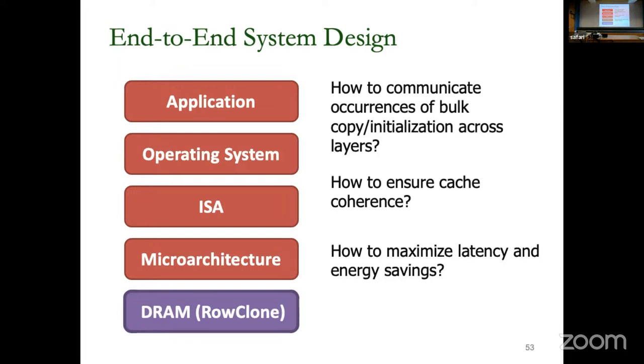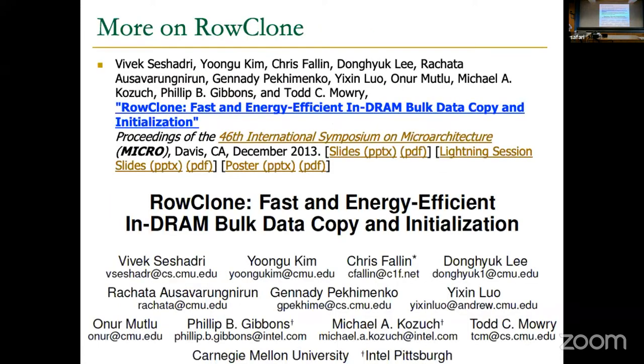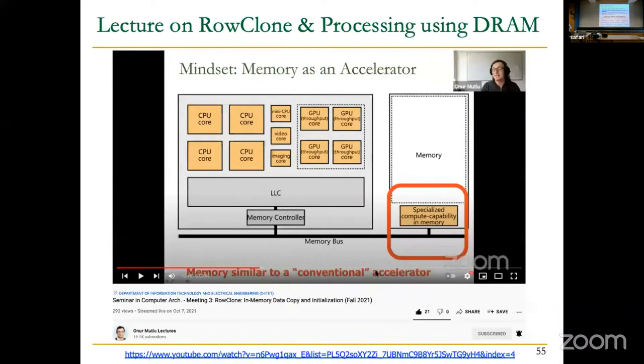This is really tied to how you maximize the latency and energy savings, because if the majority of the rows that you want to copy are in the cache, you're going to spend a lot of time just writing back that dirty data into the DRAM before you do that copy. And then you're going to reduce the energy savings that you're going to get, because you're not eliminating data movement, you're creating more. And how to handle data reuse is related to the cache as well. We are going to touch some of those things in this lecture, but not all of them, and just food for thought. So this is the paper that was published in MICRO 2013.